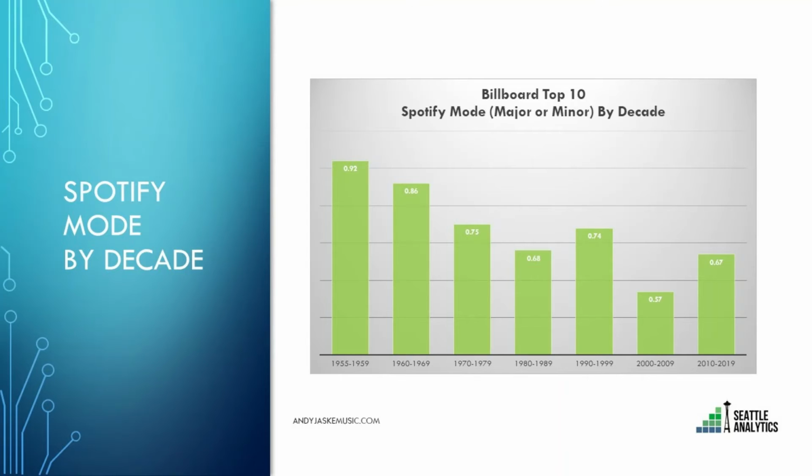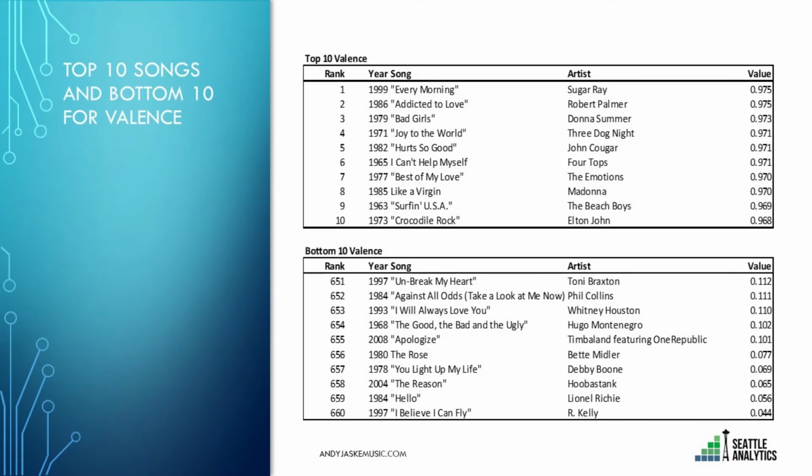Since this is a 0 or 1 variable, you can read the chart in that way. So turning to valence, which is the mood of a song, we actually see there's a slight negative correlation between mode and valence. So that seems a little bit weird from the Spotify description of valence. So let's take a look at the top 10 and bottom 10 for valence.